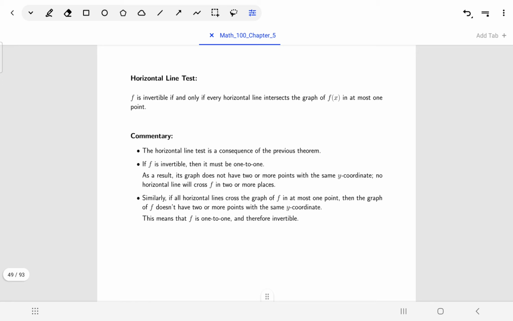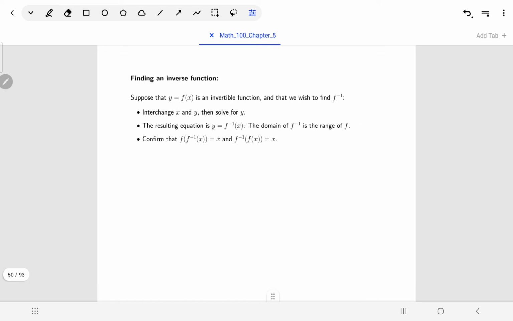If you had the horizontal line cross your graph in more than one place, then you would not be one-to-one. And if every horizontal line crossed in at most one place, then that would be telling you that there's exactly one x value for every y value. In other words, it's telling you that your function is one-to-one, and if you're a one-to-one function, you must be invertible.